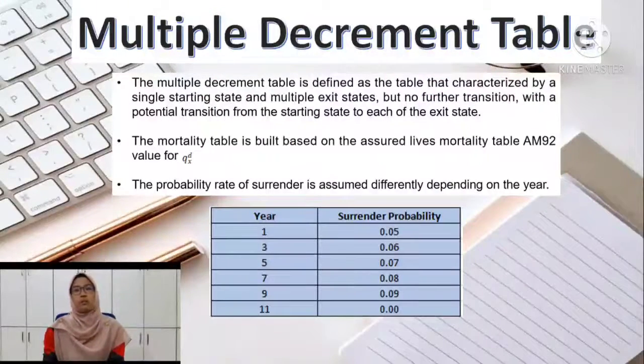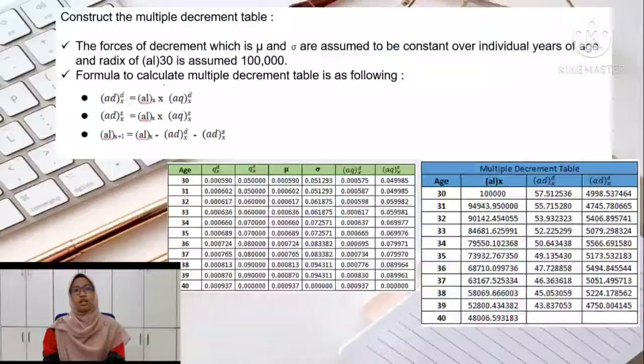Next, I will present the multiple decrement table. For our case, the mortality table is based on the assured lives mortality table AM92, with the value for probability of death at state D. From the table below, we can see that the probability rate of surrender is assumed differently depending on the year. For example, starting from year 1, which is at age 30, until year 2, the surrender probability rate is 5%. For year 3 until 4, the rate is 6%, and so on until the last year, which is at T equal to 11. For the force of decrement, which is mu and sigma, they are assumed to be constant over individual years of age, and the radix of AL30 is assumed to be 100,000. The formula to calculate the multiple decrement table is shown below.